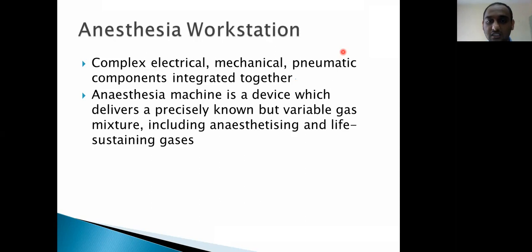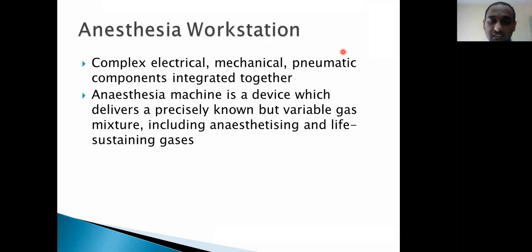So the anesthesia machine is a device which delivers a precisely known but variable gas mixture. Now, these include the anesthetizing gases as well as the life sustaining gases. To break up this definition, it is a device which delivers a precisely known mixture. So we want to know the exact proportion or percentage of a gas that is being delivered. Whether it is oxygen, nitrous, halothane, sevoflurane, whatever it is, we want to know precisely what percentage is being delivered to the patient.